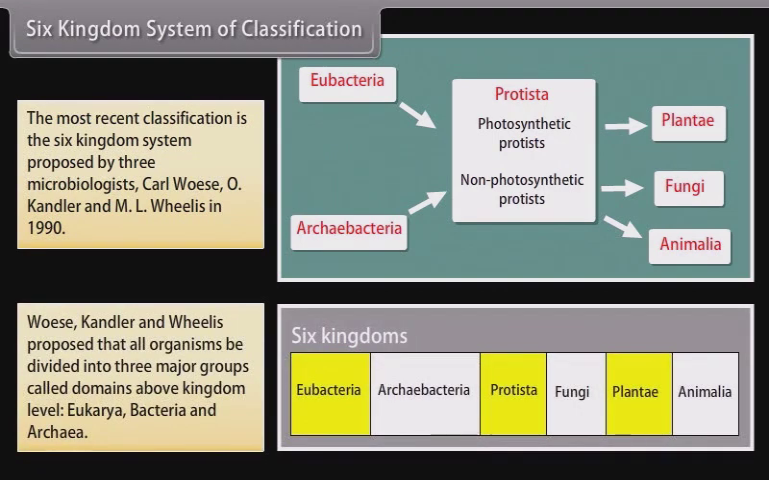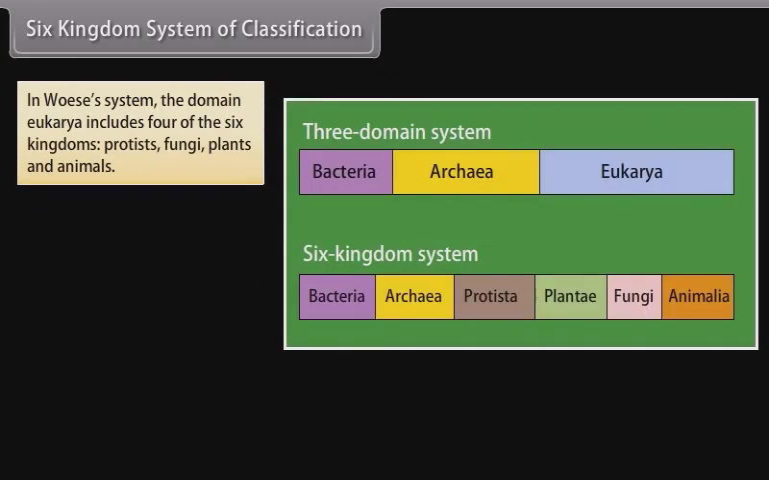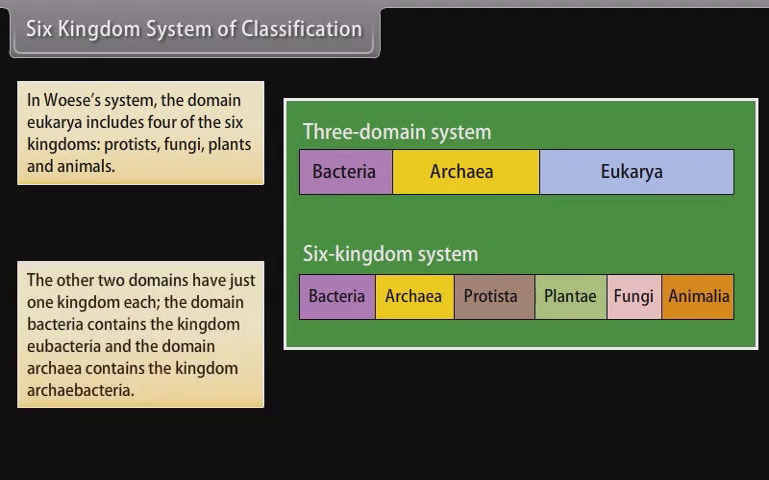Woese, Kandler, and Wielis proposed that all organisms be divided into three major groups called domains above kingdom level: eukarya, bacteria, and archaea. In Woese's system, the domain eukarya includes four of the six kingdoms: protists, fungi, plants, and animals. The other two domains have just one kingdom each. The domain bacteria contains the kingdom eubacteria, and the domain archaea contains the kingdom archaebacteria.